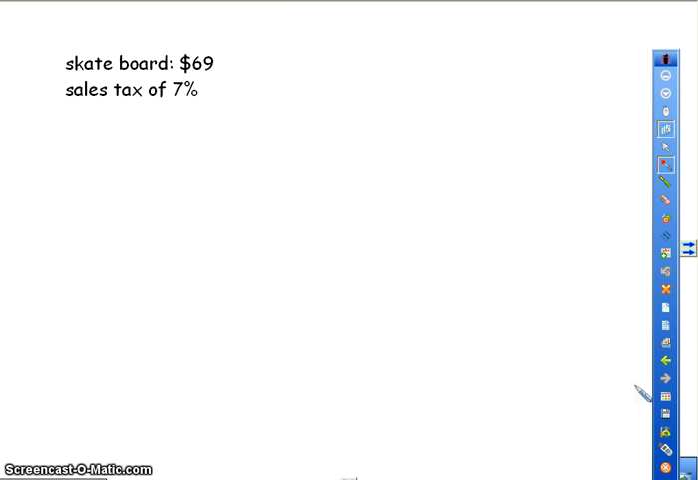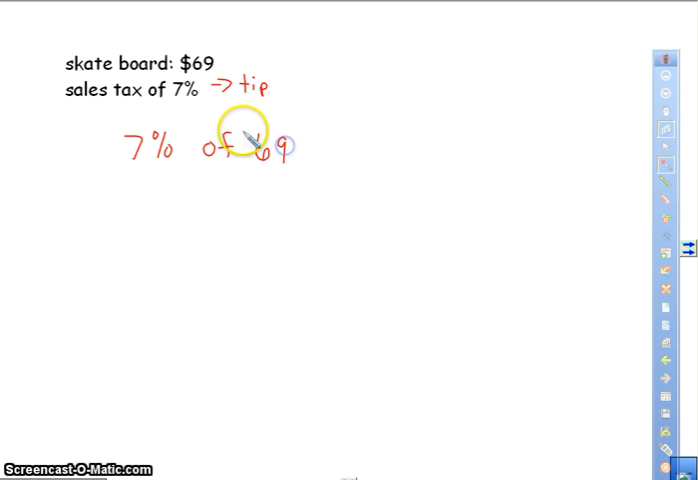Then I have a skateboard for $69, and I have sales tax of 7%. Sales tax is the same method as finding the tip. This is the amount you're paying towards this skateboard. So I have 7% of $69. 7%, remember, is 7 hundredths, so it's 0.07 times 69. 0.07 times 69 is 4.83, and it works out evenly this time.